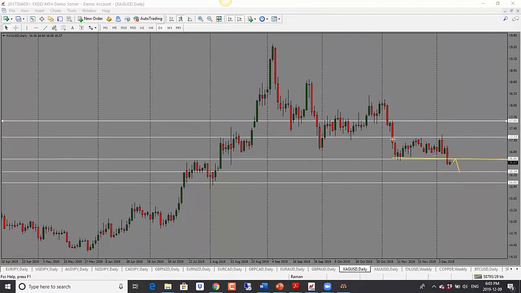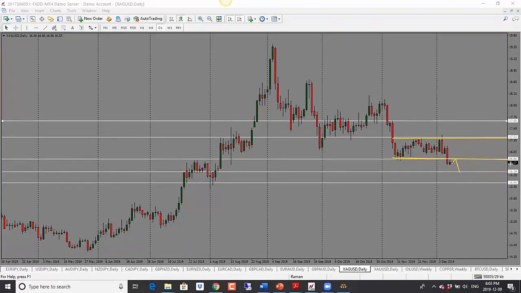Price has been trading in this range for quite some time here, a number of days now. Now it did go through on Friday. Today it held below the range. So this shows that there is still bearishness in this, and we could see a further drop.